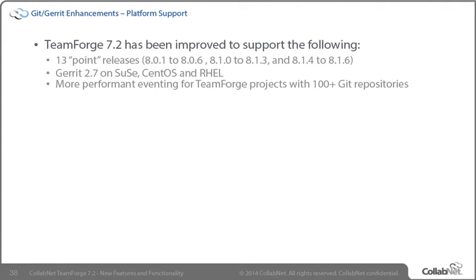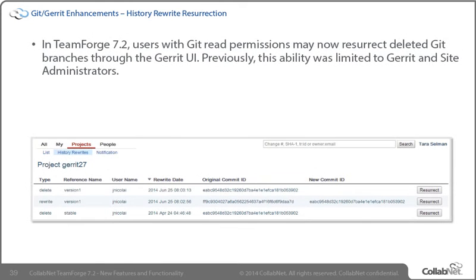The TeamForge platform now includes the latest in Git and Gerrit upgrades, moving through 13-point releases and Gerrit 2.7, the 8.1.x series, with SUSE, CentOS, and RHEL support for Gerrit. And it's now easier for a project to use more than 100 Git repositories. Project Resurrect is now available to Git users and no longer limited to Gerrit or site administrators.